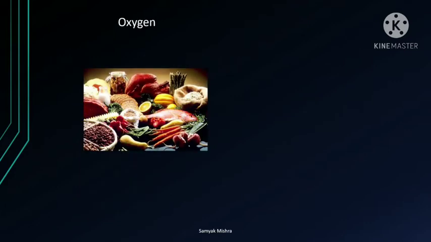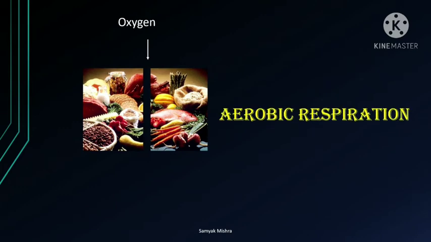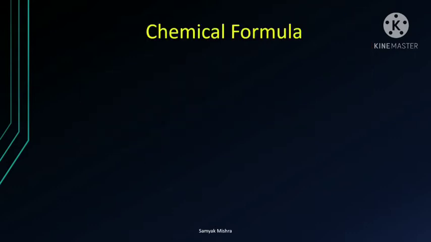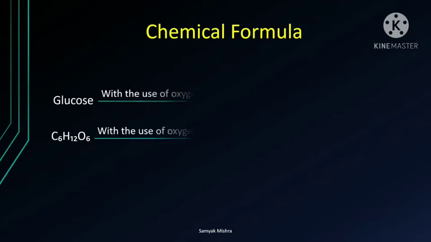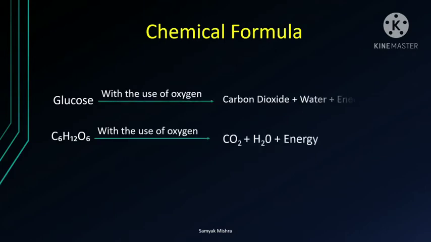Aerobic respiration. When breakdown of food or glucose occurs with the use of oxygen, it is called aerobic respiration. Organisms that survive in the presence of air are called aerobes. Example: human. Chemical formula: glucose with the use of oxygen gives carbon dioxide plus water plus energy.